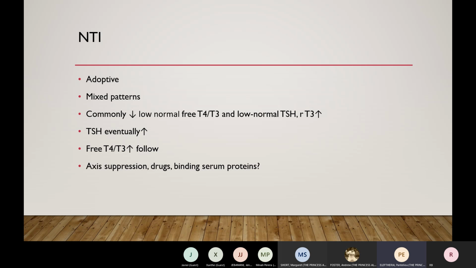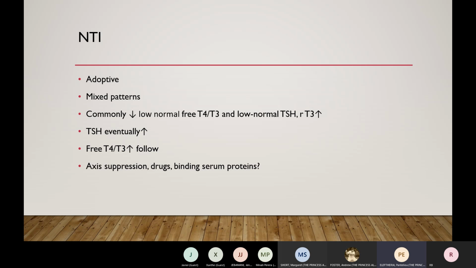So non-thyroidal illness is a term that you might have alternatively heard as sick euthyroid. We know it's an adaptive pattern of TFTs from studies in ICU. We know that almost 70% of ICU patients have abnormal TFTs. These changes can happen within 24 hours of the onset of the illness, and they can persist for weeks.